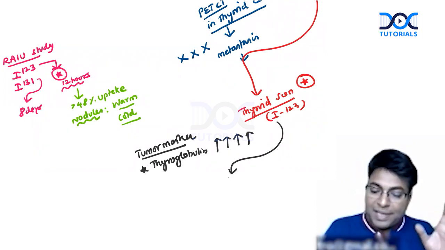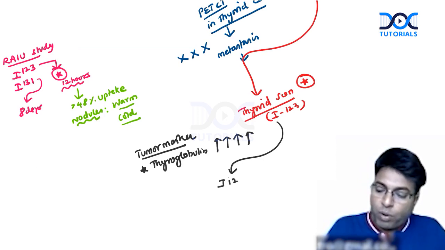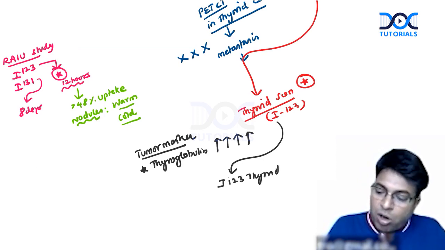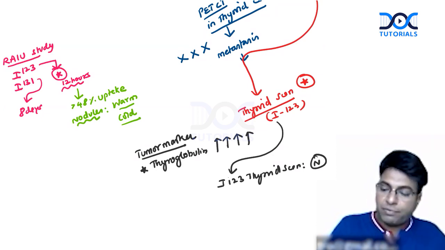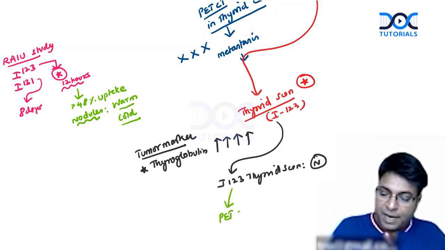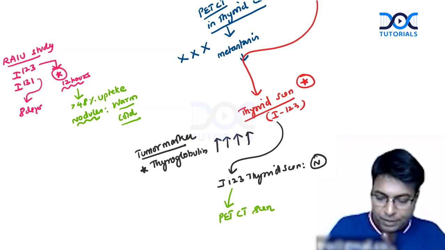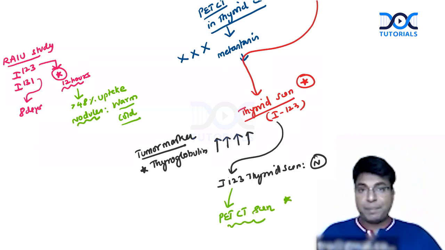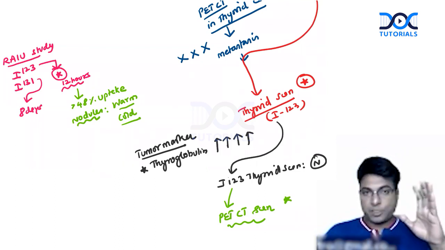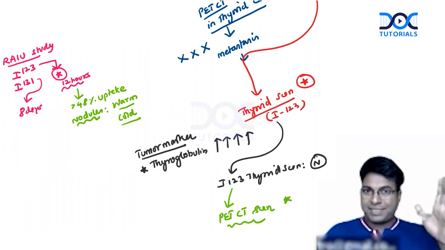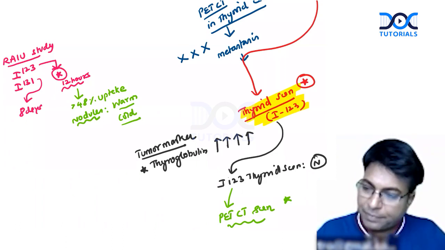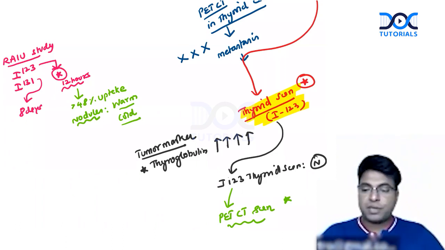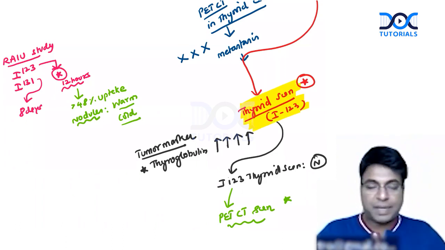But if thyroglobulin is elevated and the iodine 123 thyroid scan is normal, not showing any mets, that is the only indication of going for a PET CT scan. This is a high yield MCQ for your exam. So please remember, don't always go with the PET CT. PET CT is used for diagnosing mets, but it is not always used. Especially for thyroid cancer, PET CT is not the investigation of choice. Investigation of choice is thyroid scan, not PET CT.